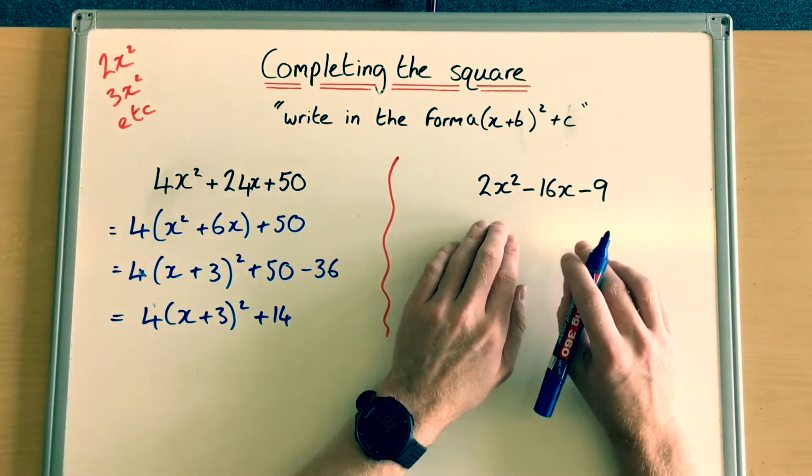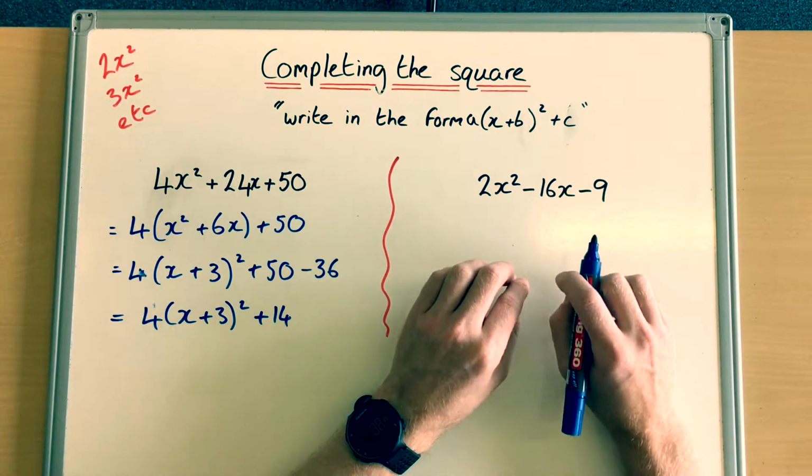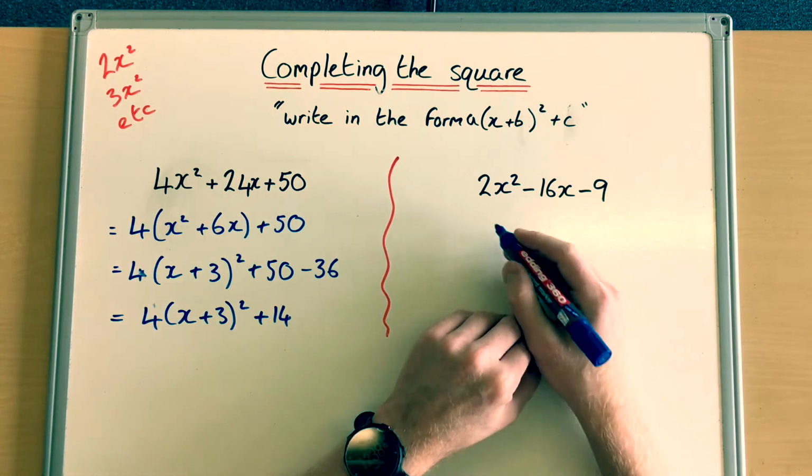So let's go on to this one here, and let's be really careful with this one. So what's the first thing I'm going to do? Well, I'm just going to take a common factor of 2.